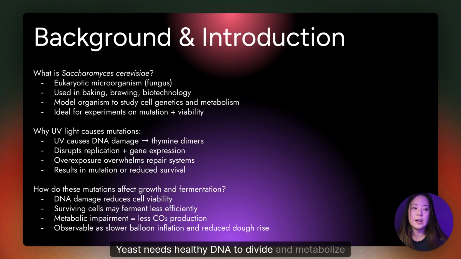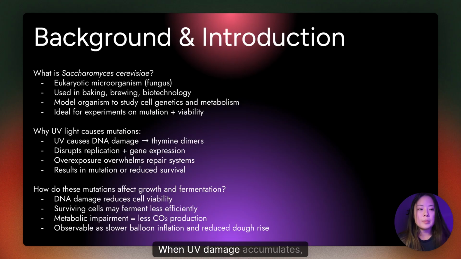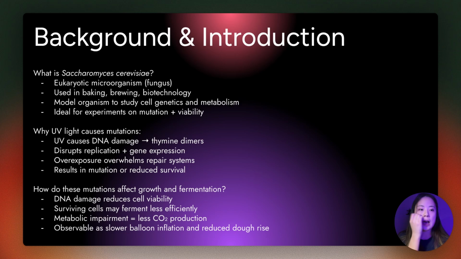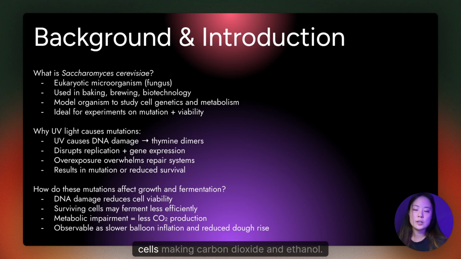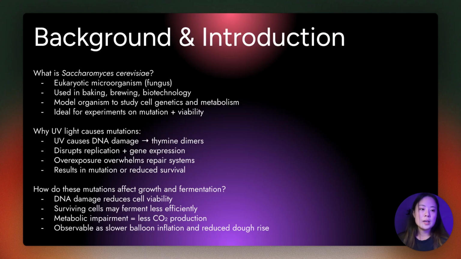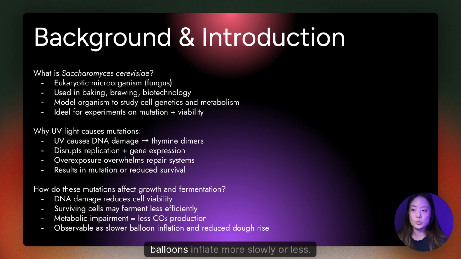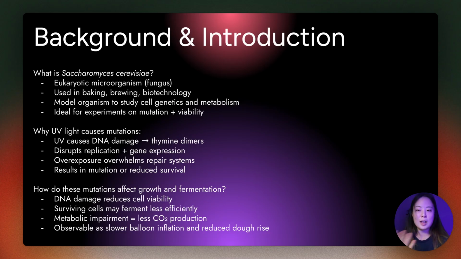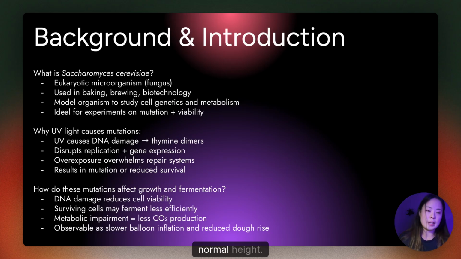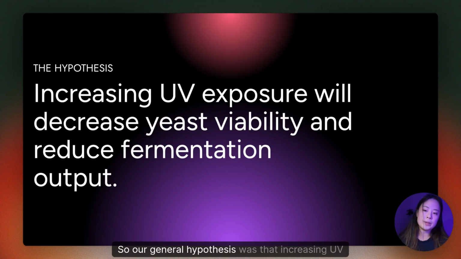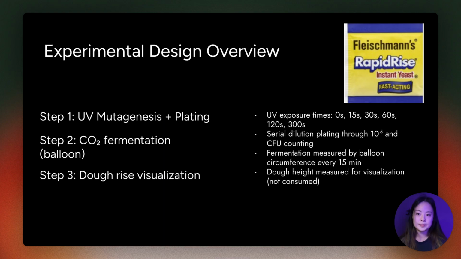Yeast needs healthy DNA to divide and metabolize sugar. When UV damage accumulates, fewer cells survive, leading to smaller colony counts. Survivors may grow more slowly, or fermentation output decreases because there are fewer active cells making carbon dioxide and ethanol. So, in bread dough or fermentation setups, this becomes more visible. For example, balloons inflate more slowly or less. I'll explain this more later on. And dough rises more slowly or fails to reach normal height. So our general hypothesis was that increasing UV exposure will decrease yeast viability and reduce fermentation output.